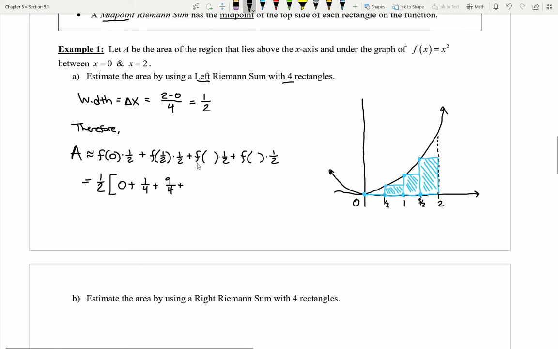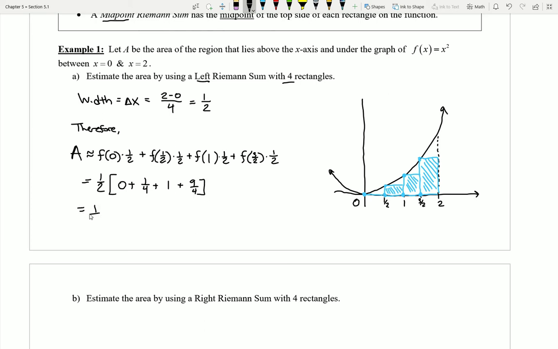Let's see, here I was looking at my third rectangle. Oh yeah, it looks like I skipped something. My third rectangle's height would have been found by doing f of 1, and my fourth rectangle would have been by doing f of 3/2. So I don't get 9/4 here because I'm instead supposed to be computing f of 1. And that's, again, really easy. F of 1 is 1. Now f of 3/2 would be my 9/4, and that's going to look like this.